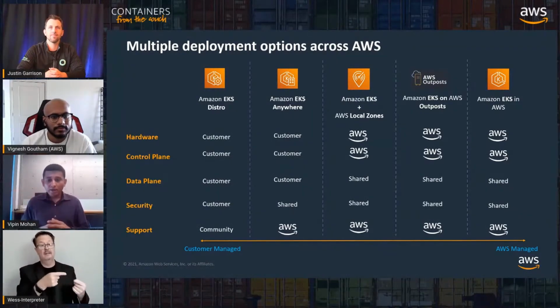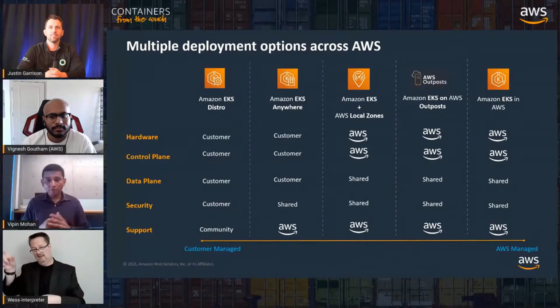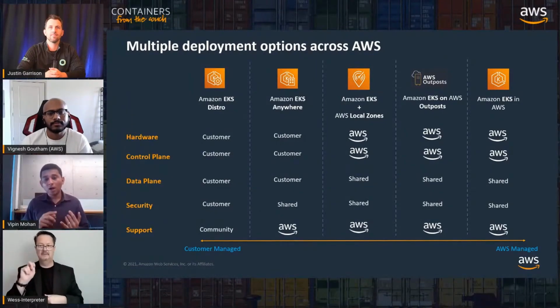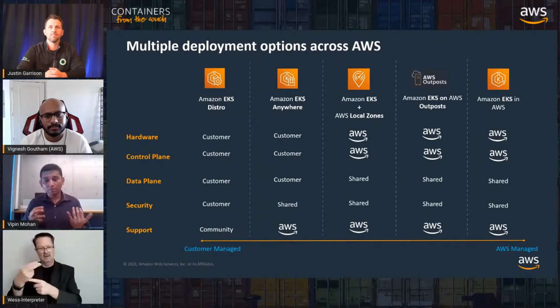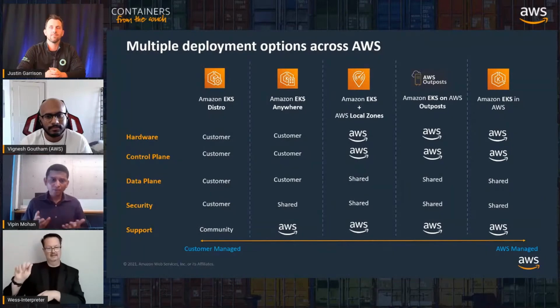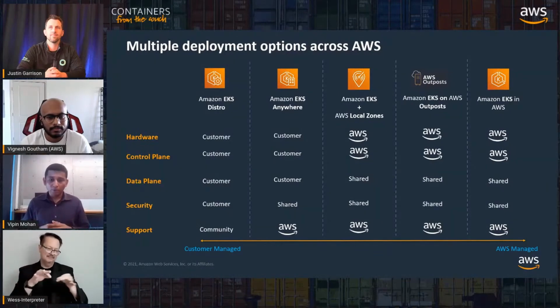Contrast that with the right-hand side of the slide, and you have Amazon EKS, wherein the hardware is managed by AWS. It's a managed control plane that you get. The data plane and security are a shared responsibility model, which Mike touched upon as well. And support is with AWS.